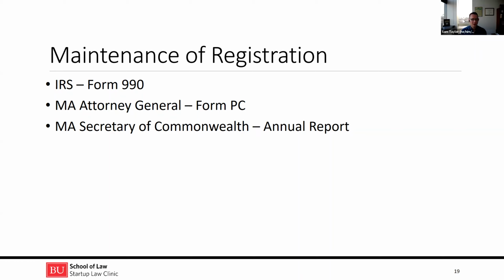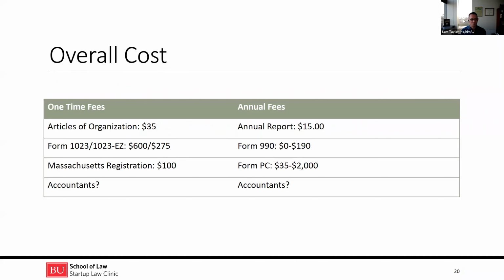And then you separately also submit an annual report to the Secretary of the Commonwealth, which is a much lower burden. It's a smaller document, just kind of a checking in, telling them you're still alive. So these are just some of the registration documents you need to keep up to maintain your nonprofit.